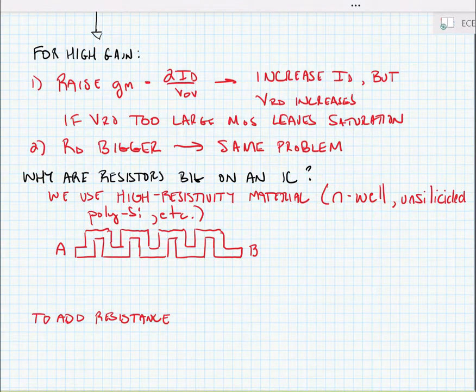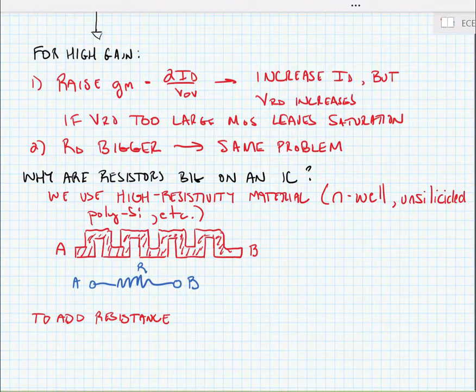And we make things like these serpentine structures shown here between points A and B. So there's some material here that we're using to connect points A and B that's got a high resistivity. So we model this physical material as a resistor that's got some resistance R in the connection between points A and B.